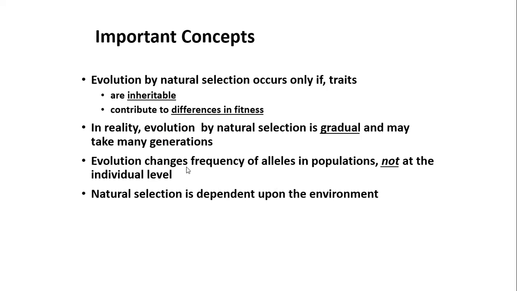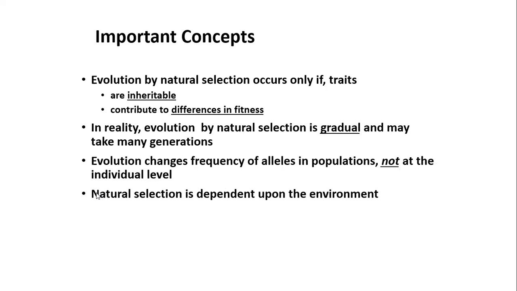So evolution changes the frequency of the alleles in the population as a whole. If you have evolution occurring, you're going to have an increase in this favorable trait in the population as a whole, but not at the individual level. Like I said, evolution doesn't happen to individuals, it happens to populations as a whole. Okay, it's kind of a hard concept to grasp, but just try to think in big terms, right?